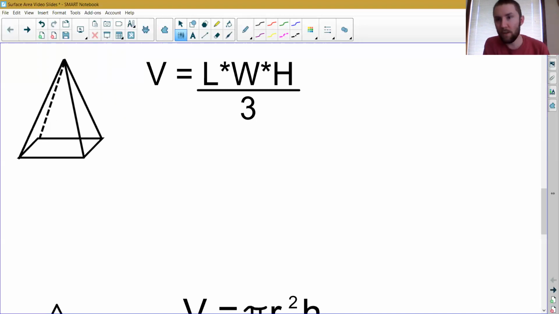Now, it's important to note that in this case, we need to see the height all the way from the top all the way to the base, and it needs to hit the base at 90 degrees. So what that means is we have to drop it down to essentially the center of the base, okay? So it'll come down like this, hit the center of the base at 90 degrees, right? So that's a 90-degree angle. That right there is the height. It's not down the side of the pyramid. It's straight down the center of the pyramid. That's our H, okay? It has to drop straight down the middle.